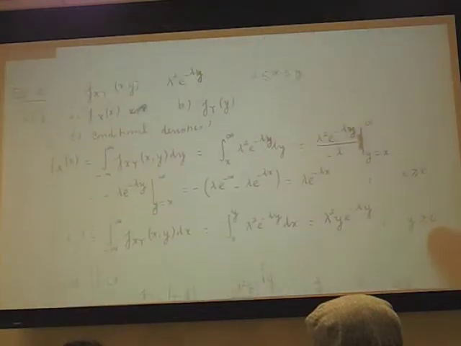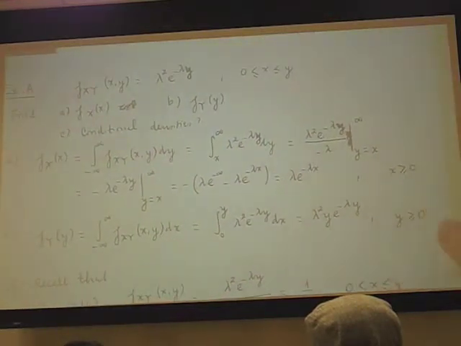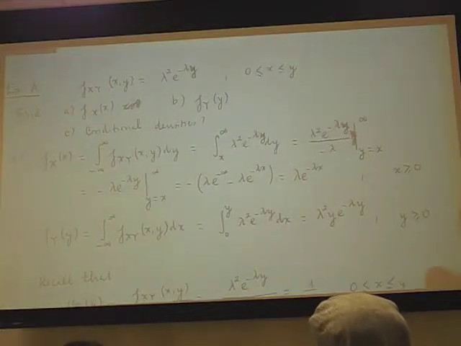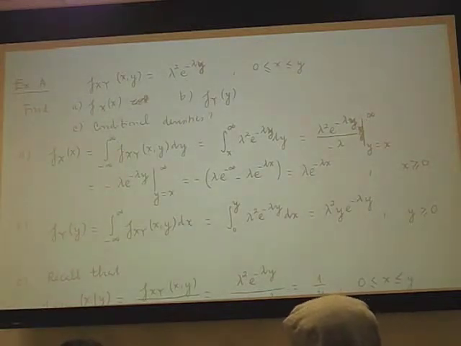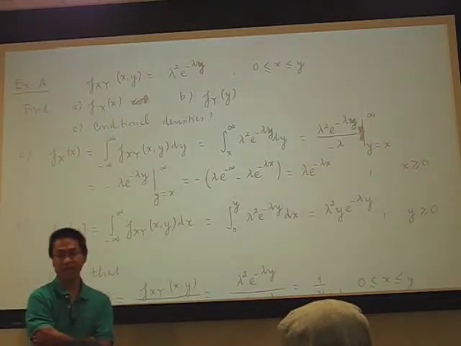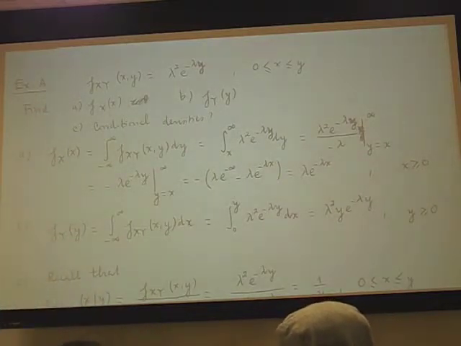How about this one? This is example A in the book. Now I have the joint density function f of x, y equal to lambda squared e to the minus lambda y, where x is between 0 and 1. I want you to first find the marginal density with respect to x and with respect to y, and then also find the conditional density.